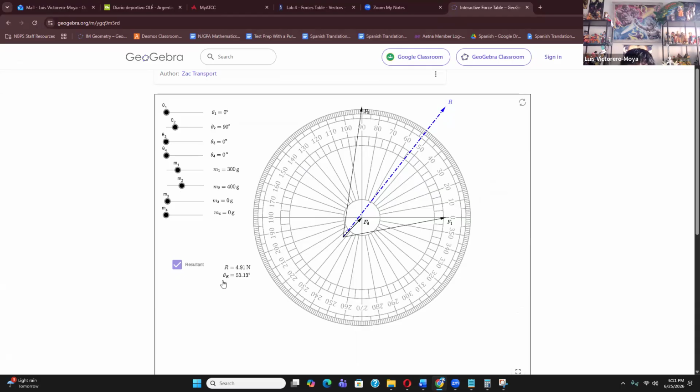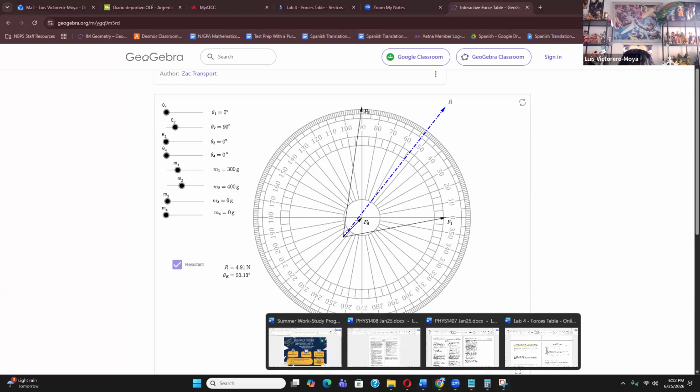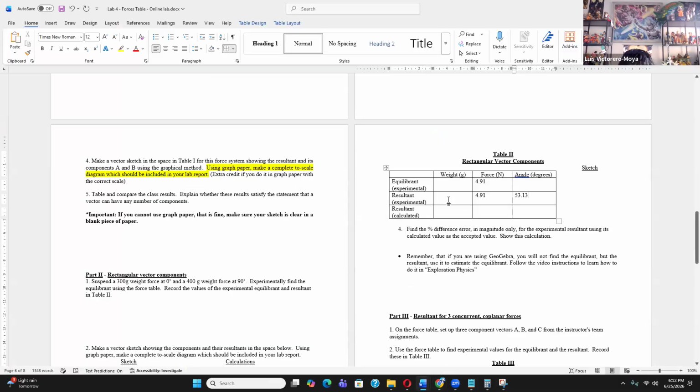227, right? You know how you can find this easily? You can do 180 plus 37. It's the complement of this angle. But you can just use that. It doesn't matter. I'm not going to be very strict about that. 227 degrees for the equilibrium. All right, this is what matters, the resultant.